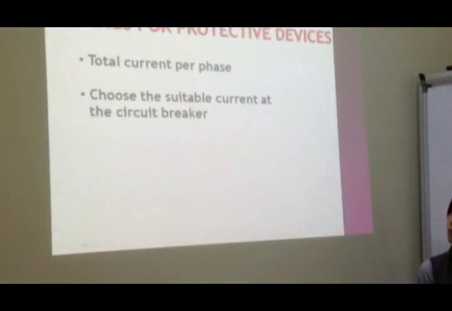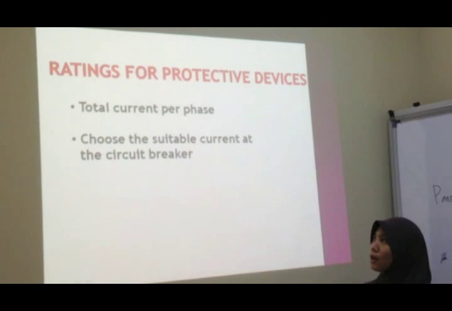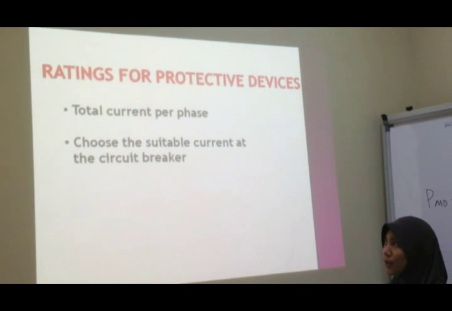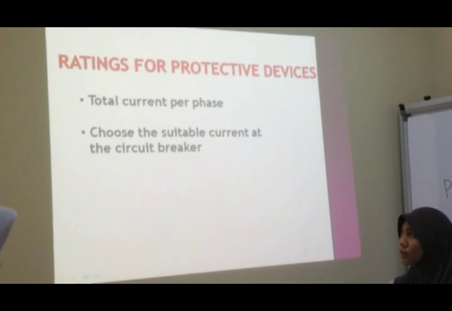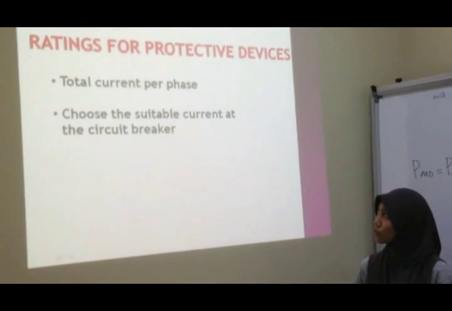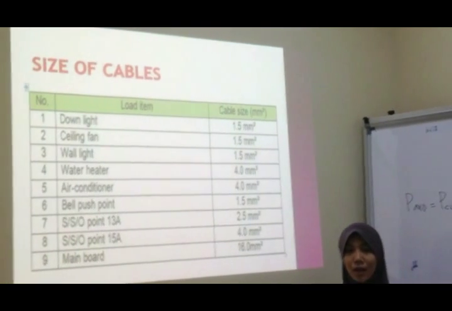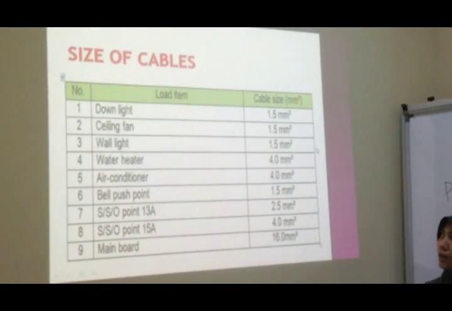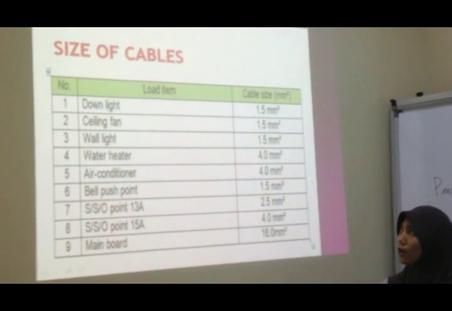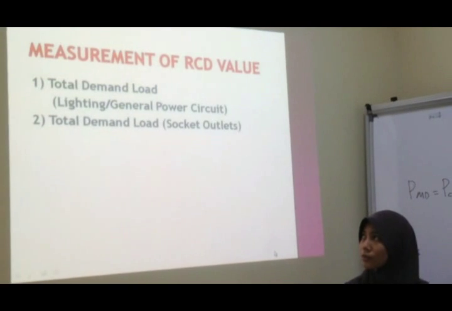Next, we find the ratings for the protective device. In this part, we calculate the total current per phase, and based on the current, we choose the suitable current for the circuit breaker. The size of cable for the load items we choose based on the IEC standard.